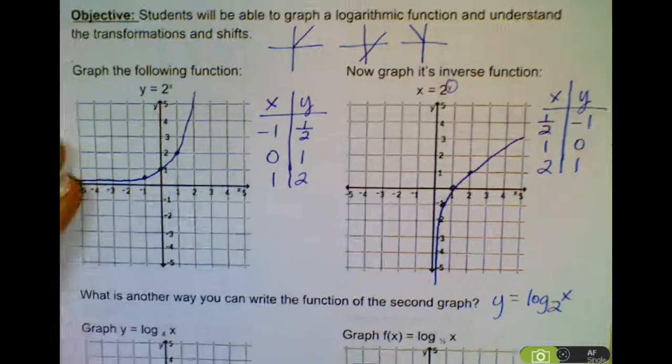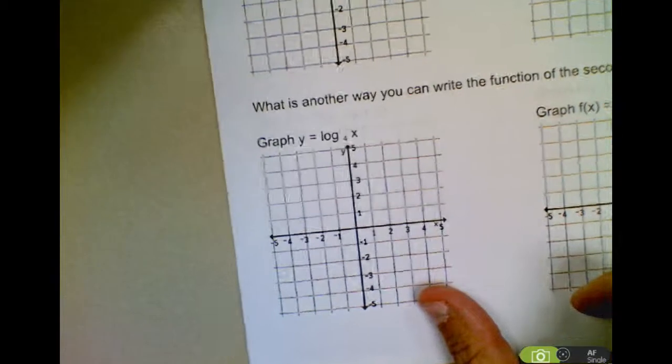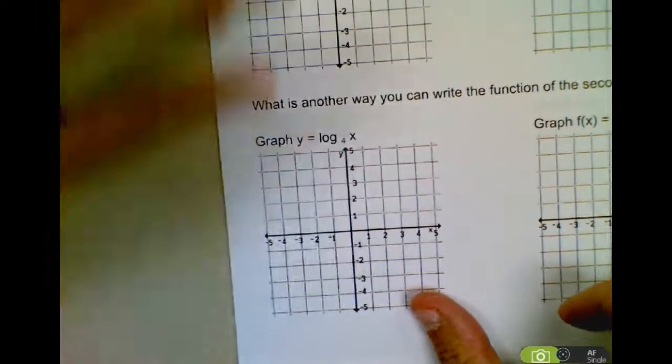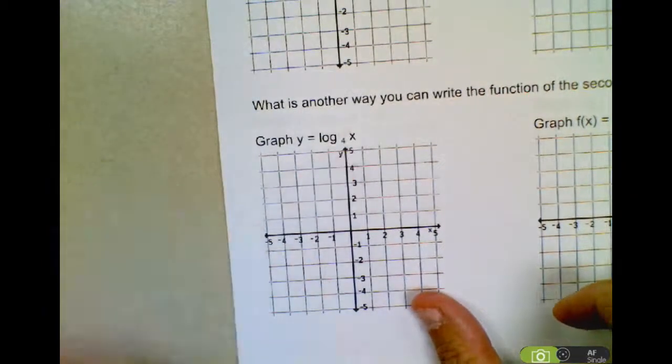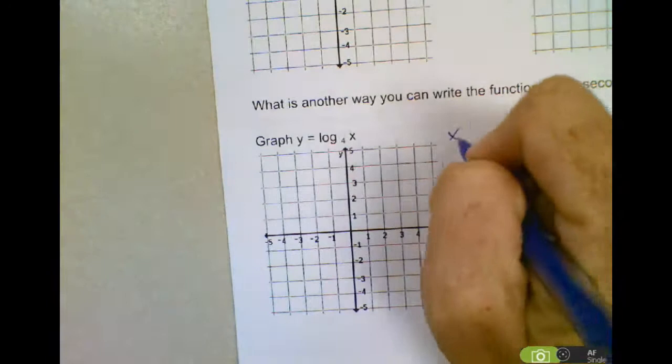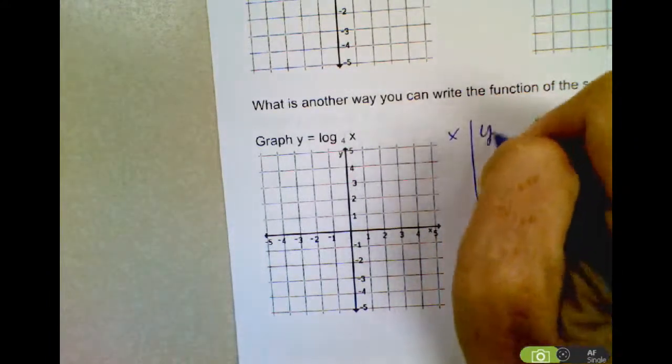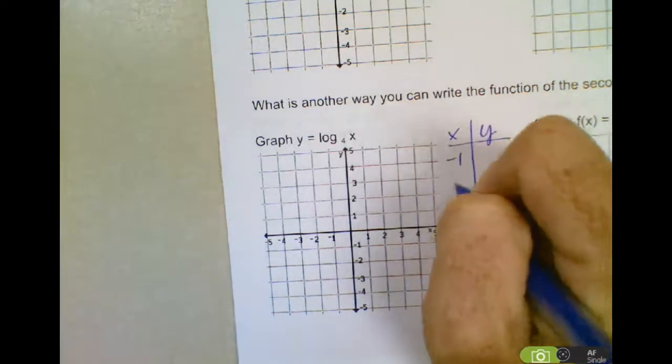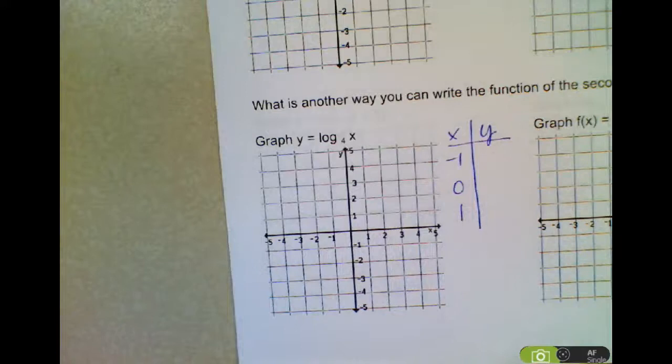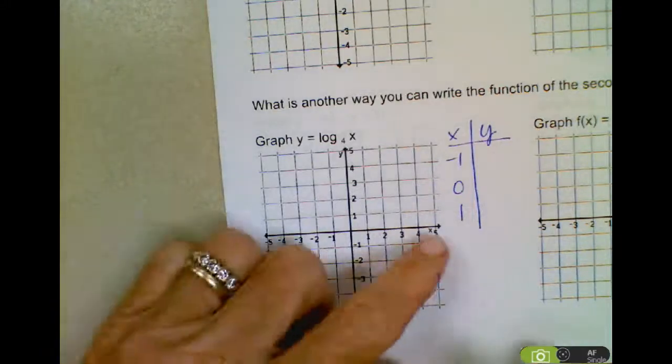Now let's do another one. Let's graph the log base 4, so log base 4 of x. Same thing again. Do a quick, simple t-chart. You don't need to have more points than this. This is sufficient information for us to graph.